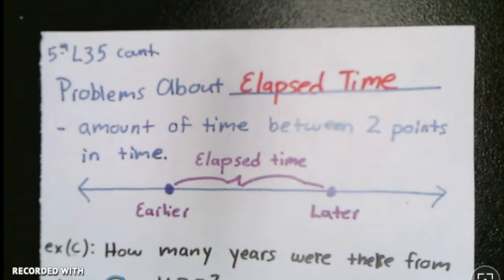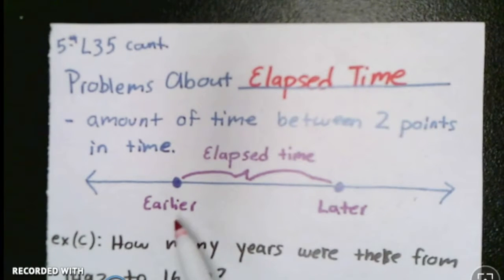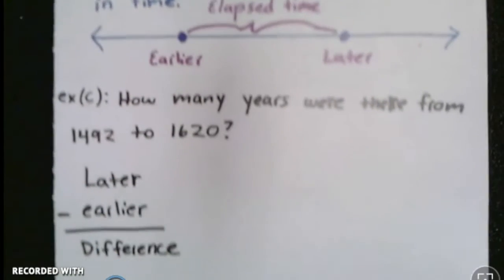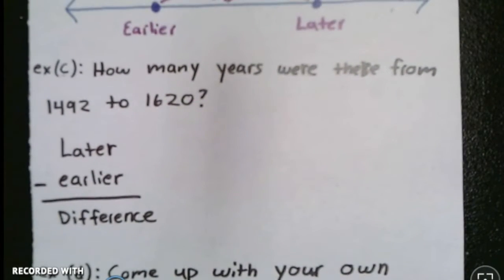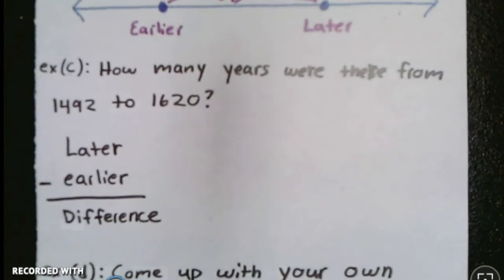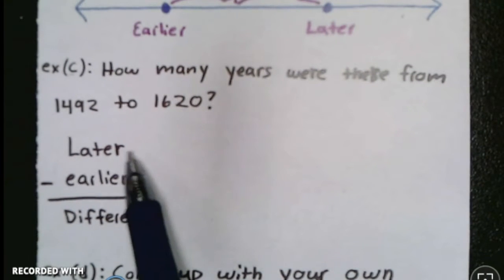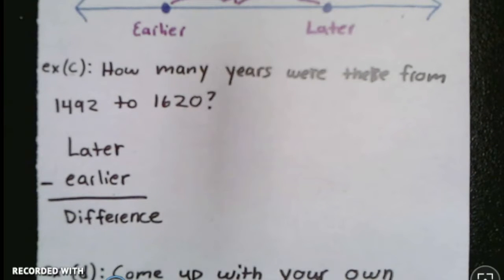All right, the second type of problems we're going to talk about are problems about elapsed time. So stories about elapsed time involve an amount of time between 2 points in time. There's an earlier time and a later time, and we're trying to figure out what this number is in between them. Okay, and so let's look at our first example and how we're going to solve these problems. How many years were there from 1492 to 1620? So to solve this type of problem, it's going to be later minus earlier equals the difference.